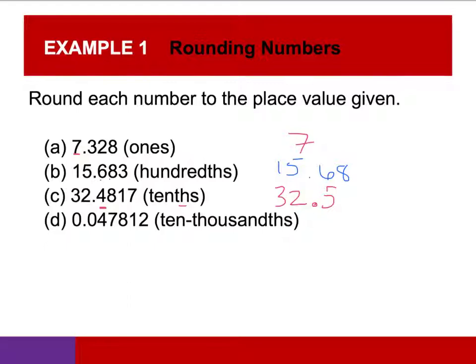Alright, the last one. 0.047812 to the ten-thousandths place. So let's find it out. We got tenths, hundredths, thousandths, ten-thousandths is the 8. We look to the right of it, it is a 1. Don't need to change anything. So we're going to put 0.0478. The 8 is not changing. Everything to the right of it becomes a 0, which we don't need.